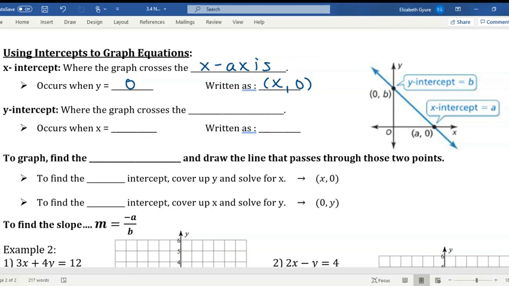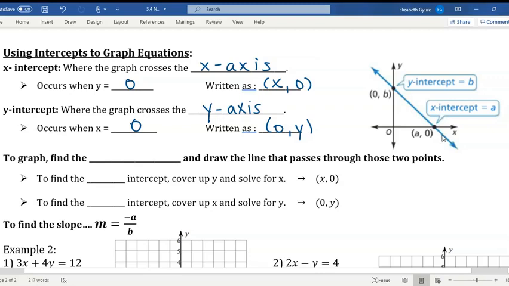Then the y-intercept is very similar. That's where the graph crosses the y-axis. If you're at the y-axis, then x is 0. And for these, we write our points as 0, comma, and then y, like (0, 2) or (0, -3). We just did that on the front. Now, in these situations, our graphs are going to be slanted, and they're going to cross the y-axis once and the x-axis once.